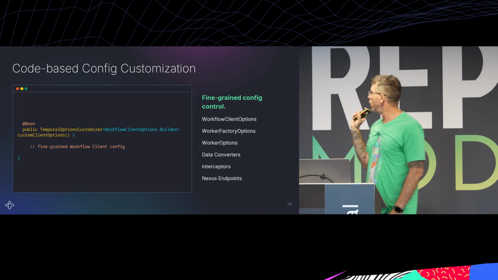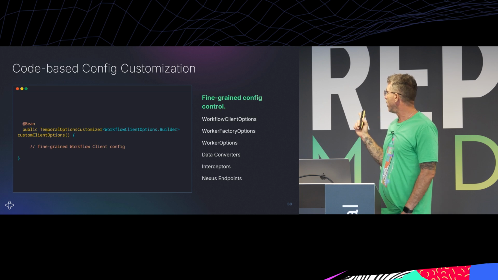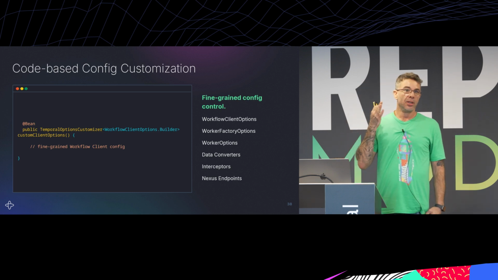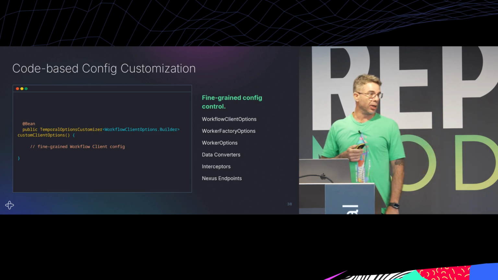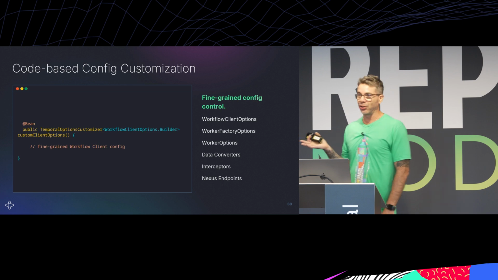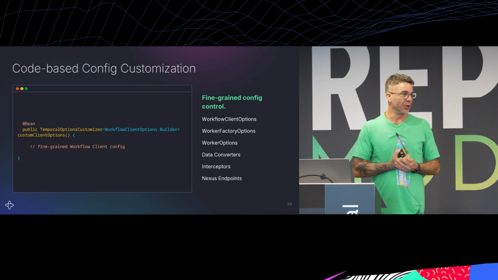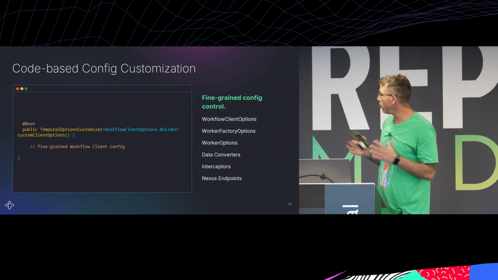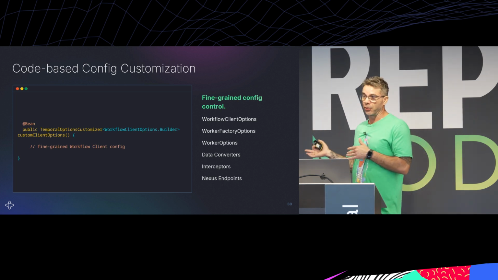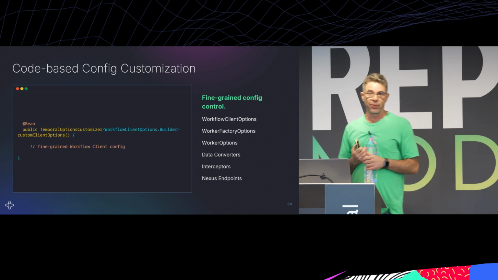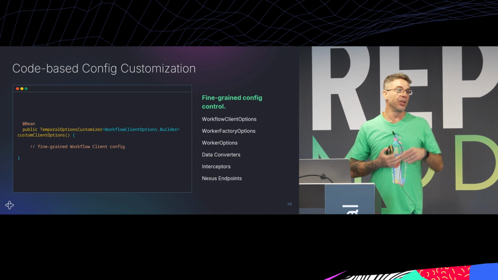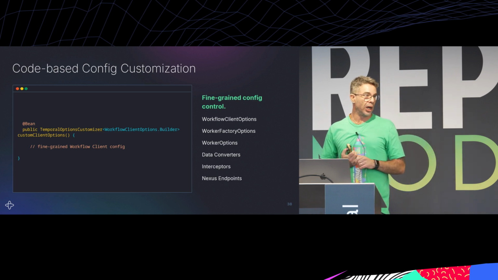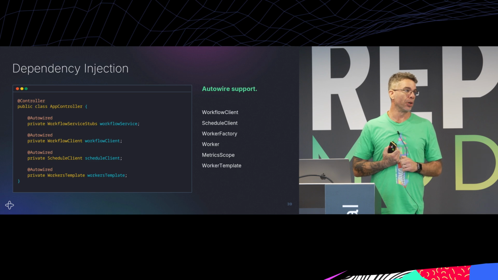We also allow for code-based configuration. On top of the property-based configuration that we allow you to do, there are always some configurations that you might not be able to configure using your application properties or YAML files. So the Temporal SDK Spring Boot starter also gives full ability to use code-based configuration. You can tune your configs, such as worker configs, worker factory configs, connection configuration. You can really do fine-grained control over how you want to connect to your servers and how you want your workers and your code to behave.